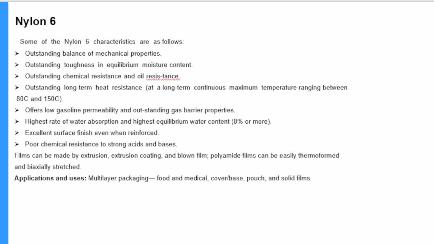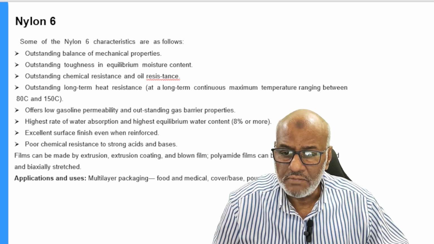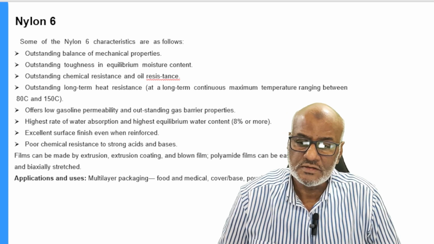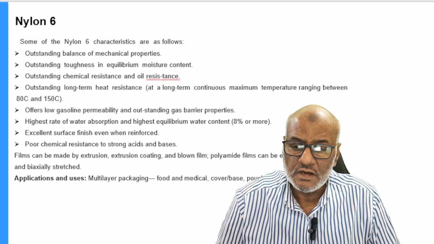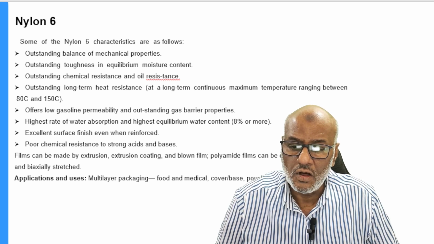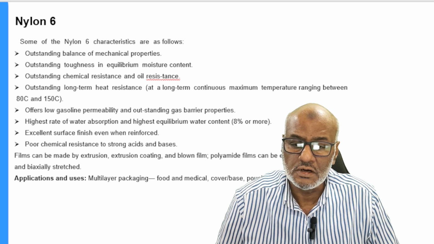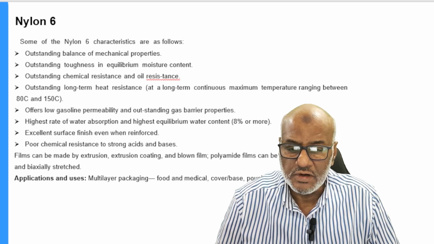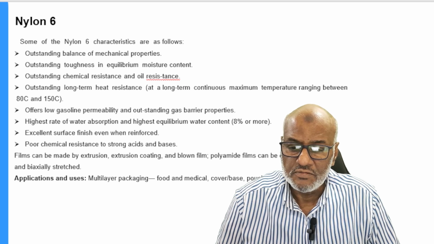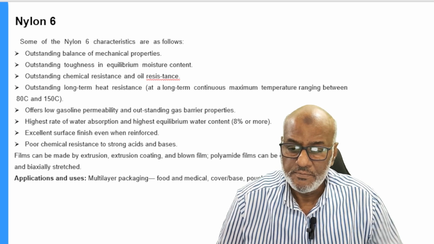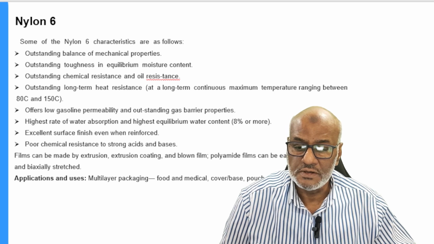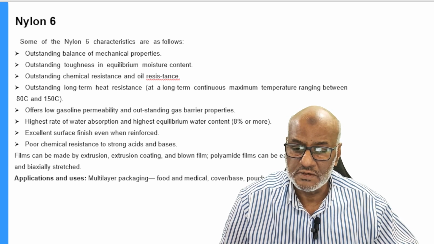Nylon 6. Some of the nylon 6 characteristics are outstanding balance of mechanical properties, outstanding toughness in equilibrium moisture content, outstanding chemical resistance and oil resistance, outstanding long-term heat resistance at a long-term continuous maximum temperature ranging between 80 degrees centigrade and 150 degrees centigrade, low gasoline permeability and outstanding gas barrier properties. Highest rate of water absorption and highest equilibrium water content, 8% or more.